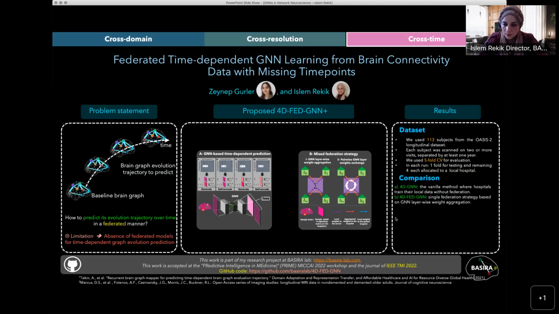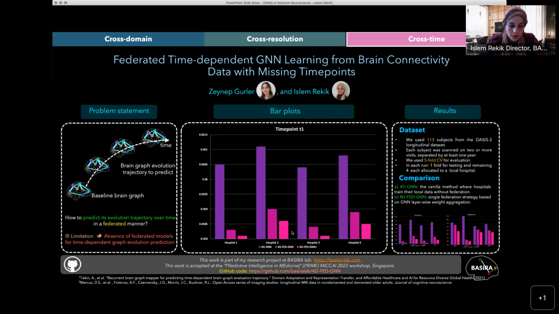Here we compared against a 4D GNN, which is just a graph neural network that predicts the 4-dimensional evolution of the baseline graph without any federation. And then we had a 4D fed GNN, which is just simple averaging, so we use the layer-wise aggregation. And you can see in these results, across 4 hospitals, without any federation for time point T1, the MAE error is really high. Now, when you federate, it really drops, which means generally federation really helps.